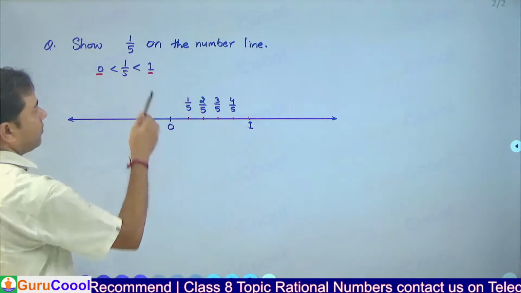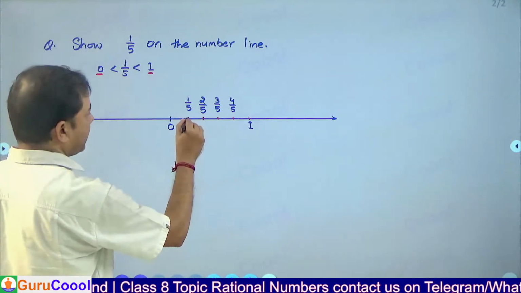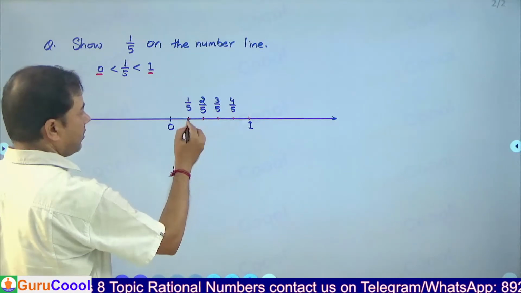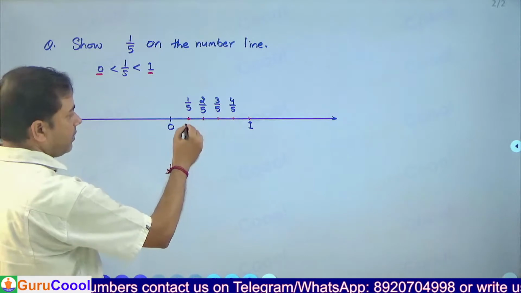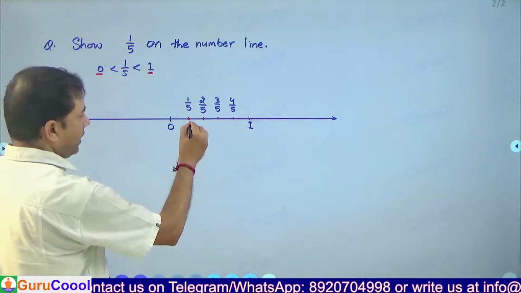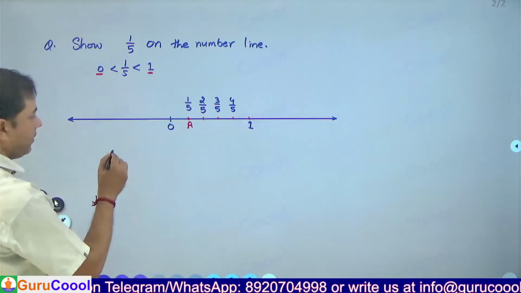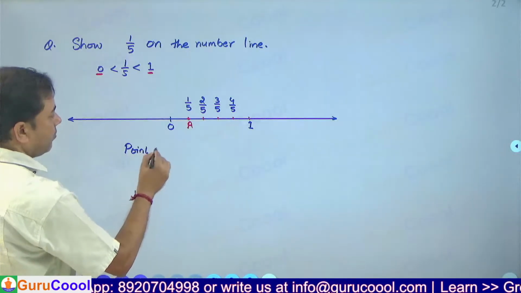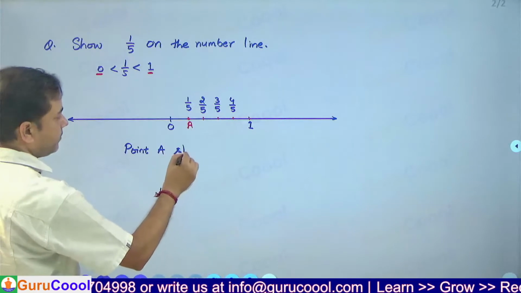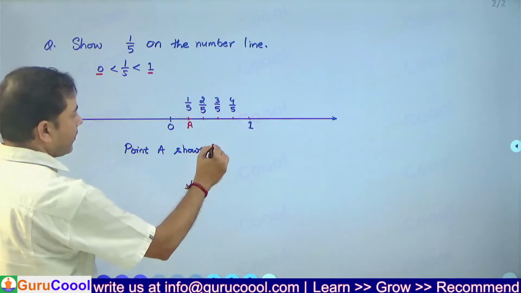We have to show 1/5. So we'll highlight this point here. Name with the help of any English alphabet letter in capital like A, and write here point A shows 1/5.